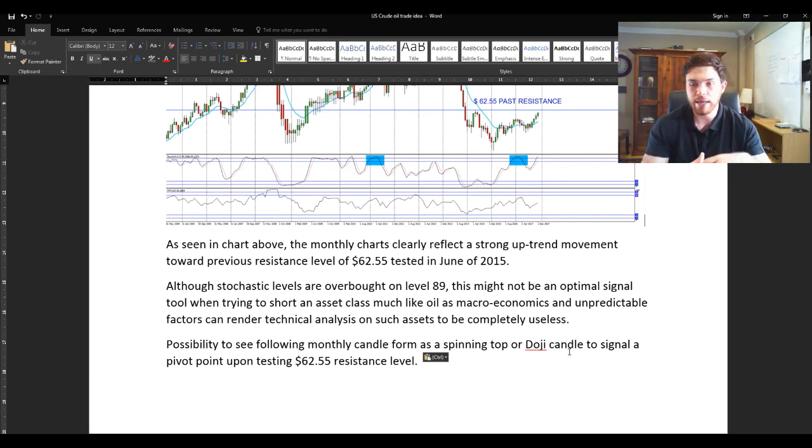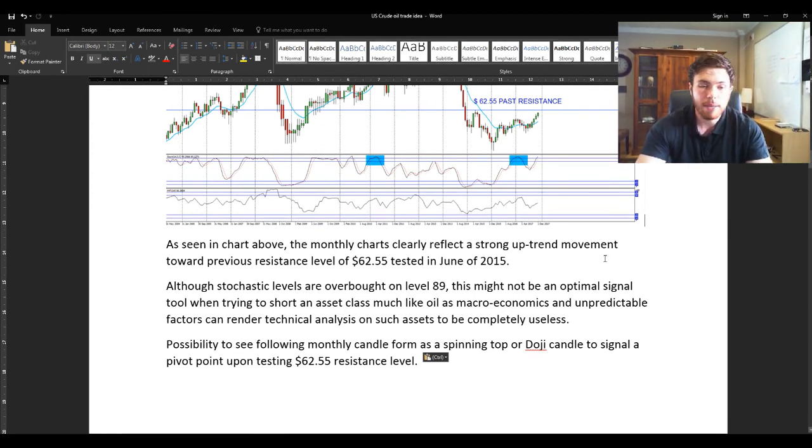What I'm basically saying there is, because oil has such massive macroeconomic and fundamental factors impacting it, the chances that technical analysis is going to be the only way to trade it is very, very low. You're going to need to look for something much stronger like fundamentals and macroeconomics. So basically the stochastic is a good indication to show us that this asset class is probably becoming very overbought on the monthly chart. But once again, that can't be your only decision-making process to say, okay, well, let's try and short this.